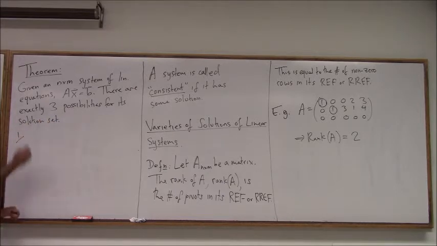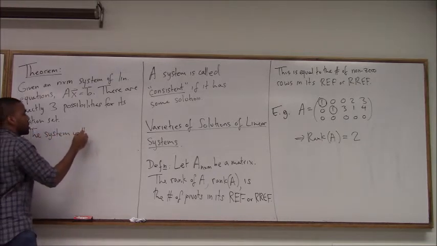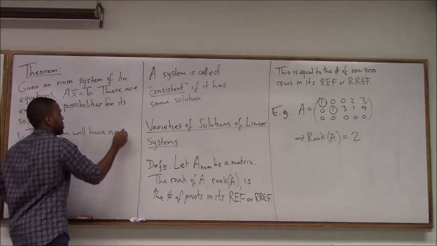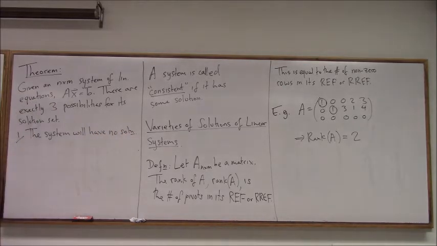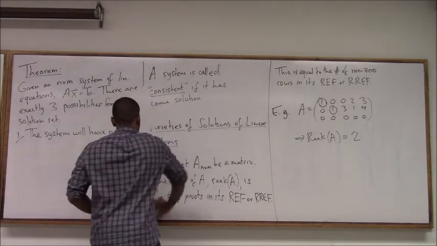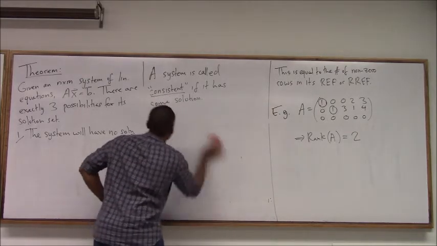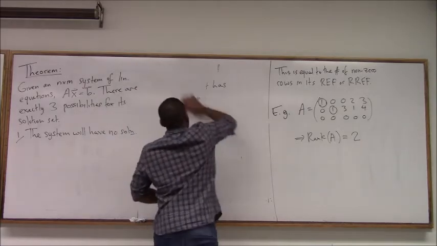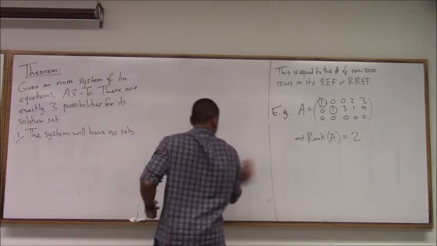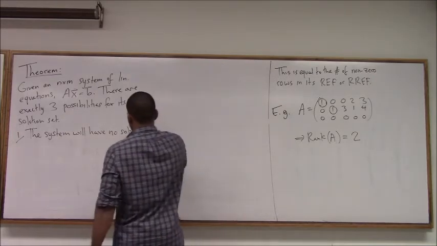One possibility is that the system will have no solution. There will be no vector x that will solve this equation. So there will be no set of variables or set of coordinates that you can plug into that linear system to solve all equations at the same time. This is called an inconsistent system.